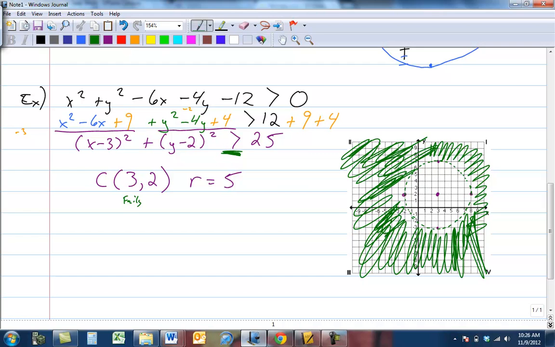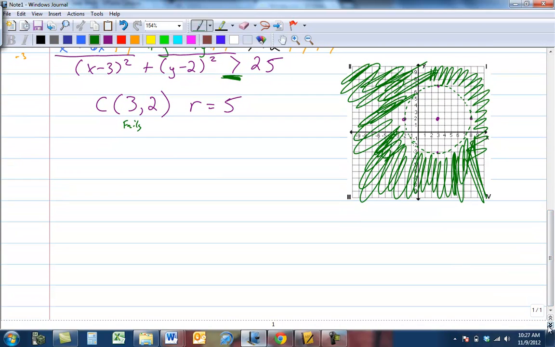All the points outside are a solution. But any point that's inside the circle, excuse me, is not a solution. Check it. If I use the point 0, 0: 0 minus 3 is negative 3, squared is 9. 0 minus negative 2, squared is 4. 9 plus 4 is 13, which is not greater than 25. That's why this is not shaded. This inside is not a solution. Any point outside will be.